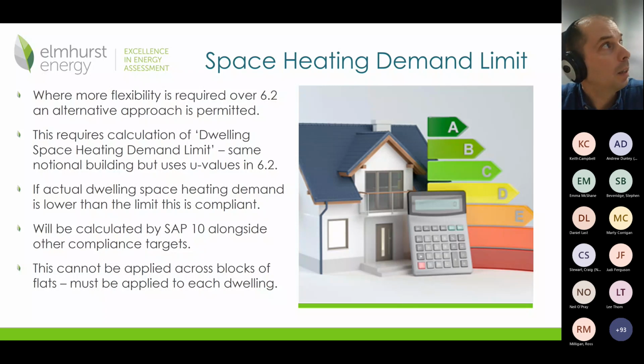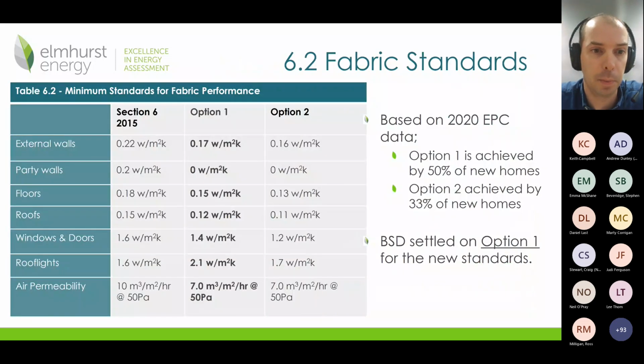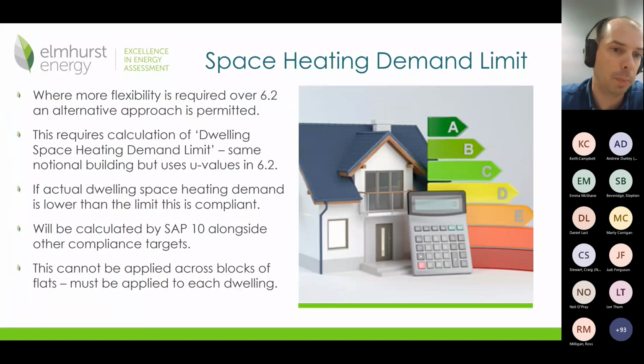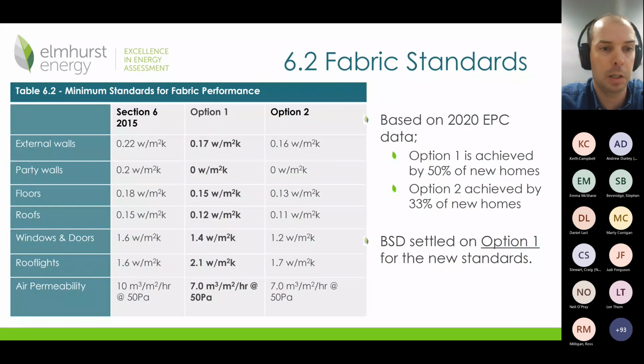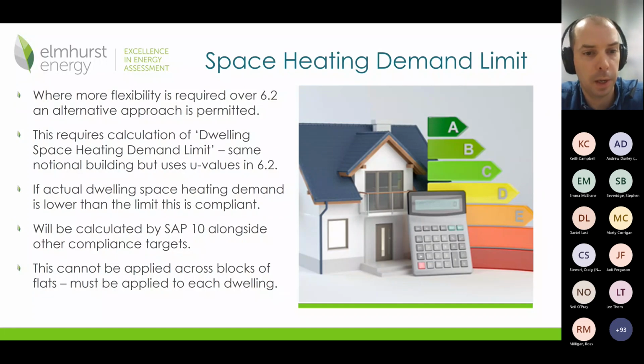That is using SAP, and it's calculating the space heating demand of a building based on the minimum standards in option 1, and then your actual building's space heating demand is compared against that theoretical value. If your actual demand is lower, then you are also compliant, even though in your actual building you may exceed some of the standards in the option 1 column. It has to be done on a single dwelling basis. You can't average it across blocks of flats. But it is something that SAP assessment software will do for you, and certainly in our software that we're developing at the moment, there's a tick box where the assessor ticks to enable this method of compliance.